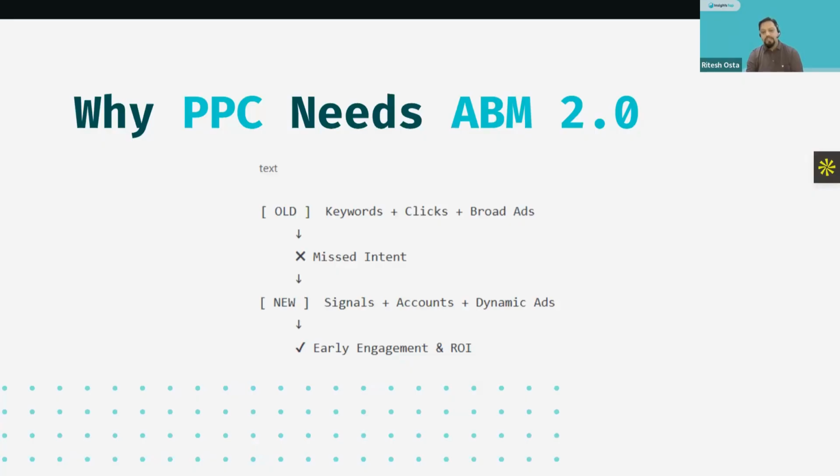We call it the bridge ads. It's like a bridge from the signals, the accounts, and the intent all together, and then it creates a highly targeted ad for them, and it creates early engagement before your competitors come in. Or when the buyer is at the early stage of their journey, that is where you can reach out to them and create a relationship with them, which will benefit you to close them later on, right?